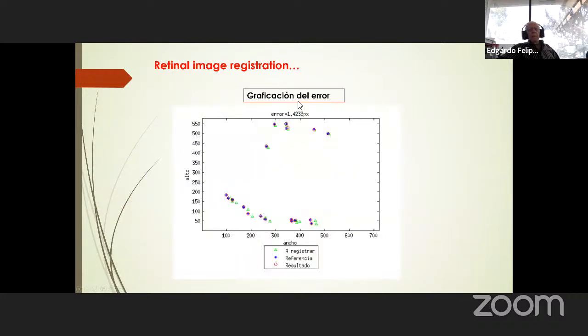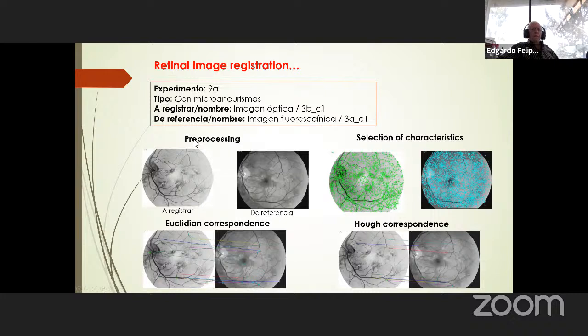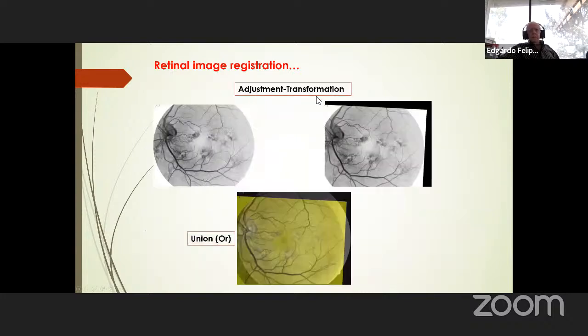Now, this is the error. You can see the difference, the error, the coincidence of the microaneurysm, not to say, here is the value, a minimum square error is calculated. But here, for example, there is an image with microaneurysm. We do the same process, all of them, for this image that has microaneurysm, here adjustment and transformation, and we get the OR image finally.